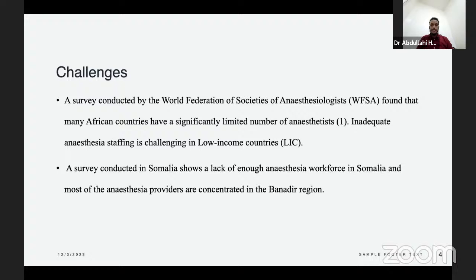We know that in order to have good regional anesthesia, there should be anesthesia professionals. So cities far from the capital don't have the opportunity to have safe anesthesia, and to practice regional anesthesia and nerve blocks.